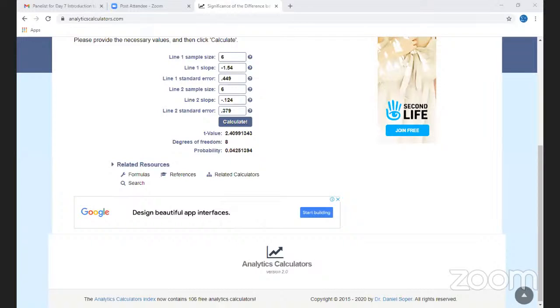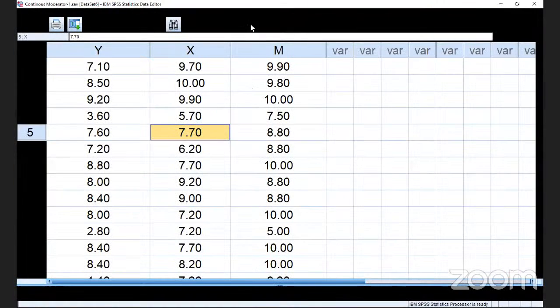Okay, this is about the interaction. Now I am taking another case study for continuous data, when all the three variables are continuous. So here this is my case study.